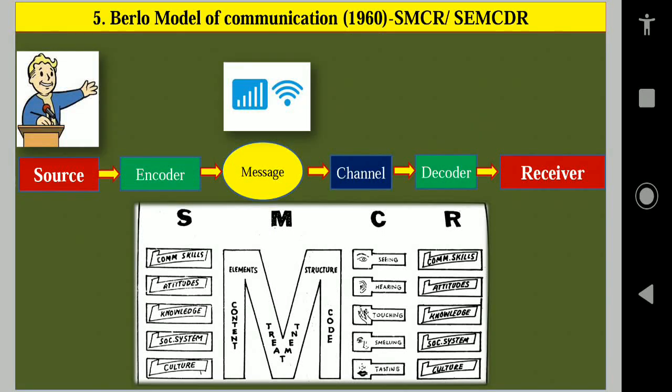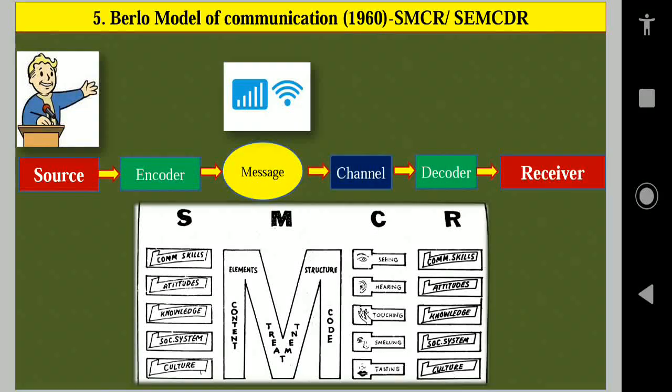Here the source should have, as Barlow told, communication skill, attitude, knowledge, social system, and culture. The message should have elements: structure, content, treatment, and code. And the channel includes what? Channel includes seeing, hearing, touching, smelling, tasting. And the receiver has the same qualities as the source: communication skill, attitude, knowledge, social system, and culture.